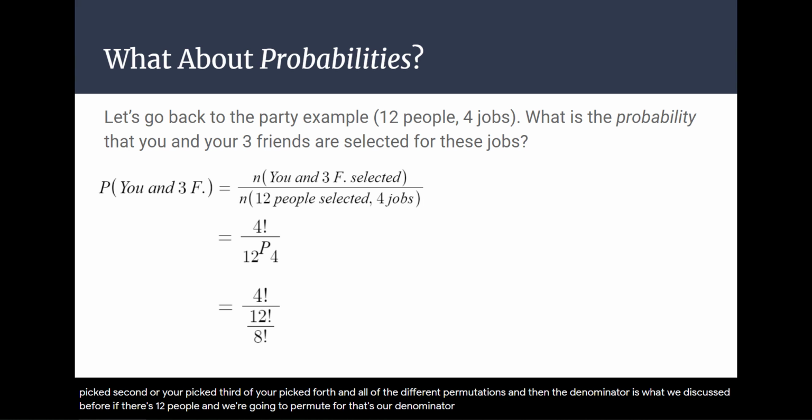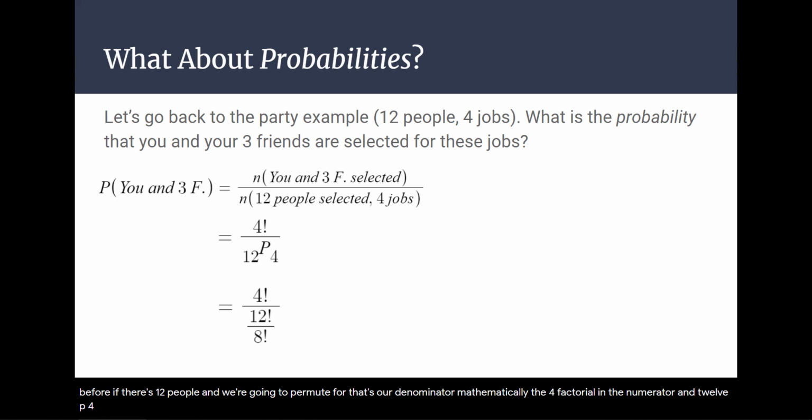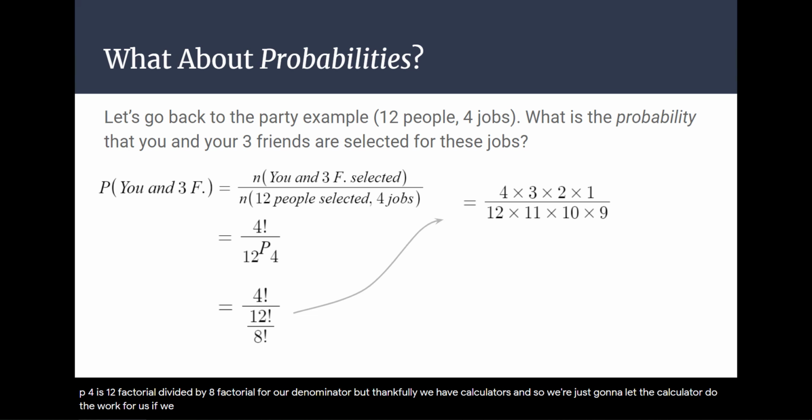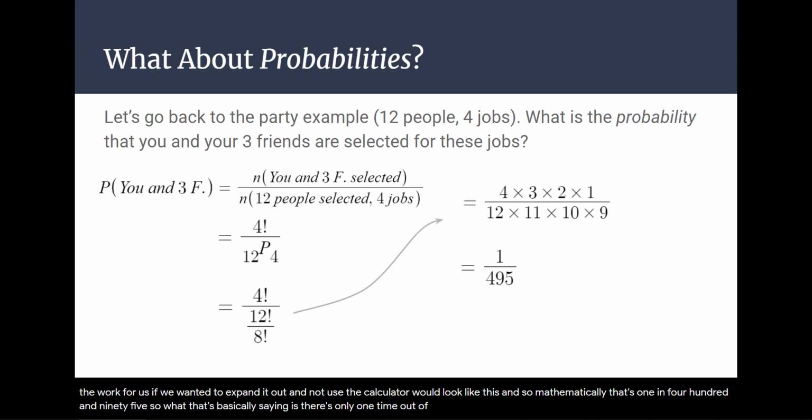Now it looks like this mathematically, the 4 factorial in the numerator, and 12P4 is 12 factorial divided by 8 factorial for our denominator. But thankfully we have calculators, and so we're just going to let the calculator do the work for us. If we wanted to expand it out and not use the calculator, it would look like this. And so mathematically that's 1 in 495. So what that's basically saying is there's only one time out of 495 times that you and your 3 friends will be picked for those jobs.